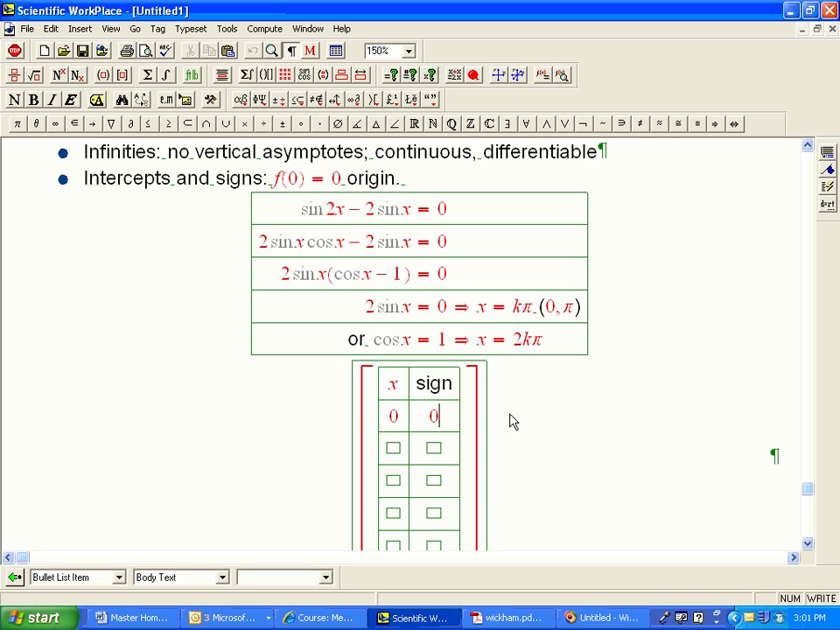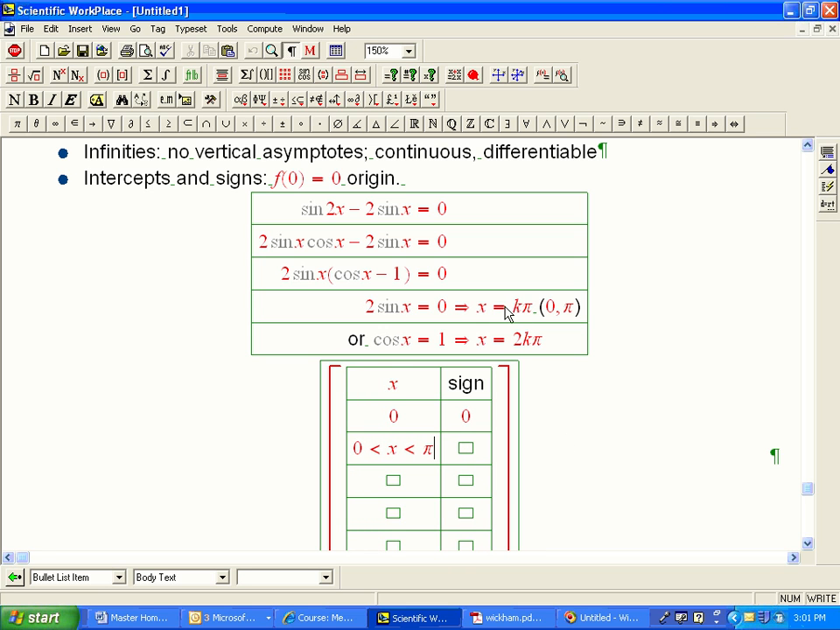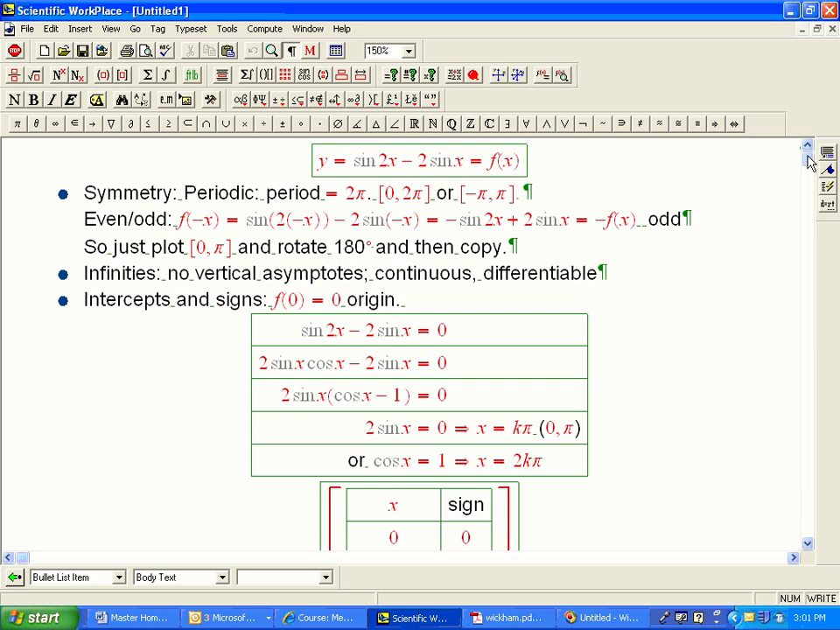If x is 0, then we've discovered that the function is 0, it's the origin. If x is between 0 and pi, there's no crossings between 0 and pi. We just have to figure out that one sign. We have to go back to our function and figure out if that's positive or negative. You could just plug in x equals pi over 2. That'd be a fine way to do it, and you'd discover it's negative.